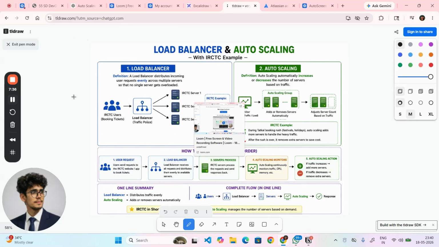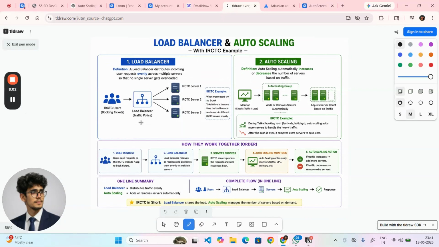So guys, here you need to understand this term, load balancer, right? Load balancer is going to distribute the incoming traffic, and in the same way, auto scaling is going to manage the server. In the image you can clearly see what is happening, guys.